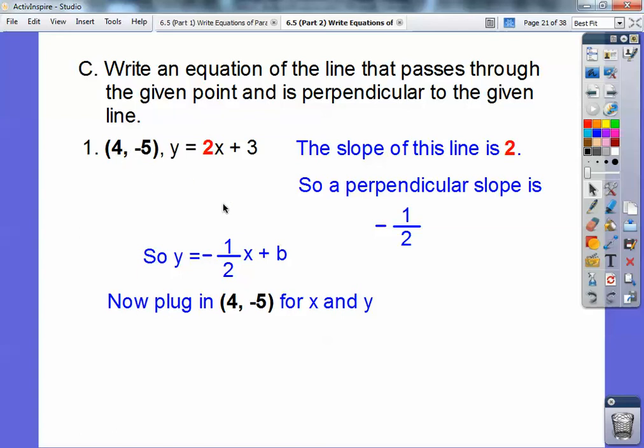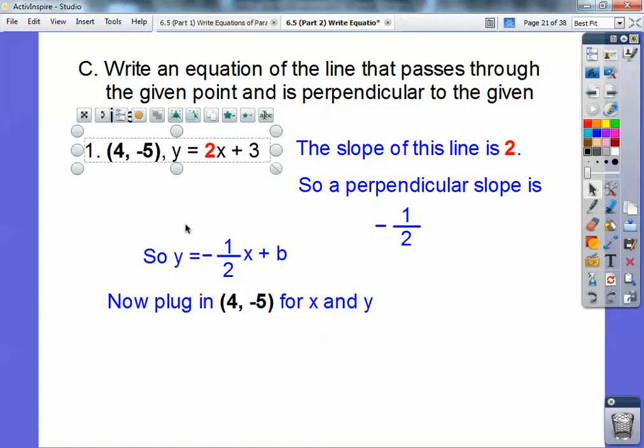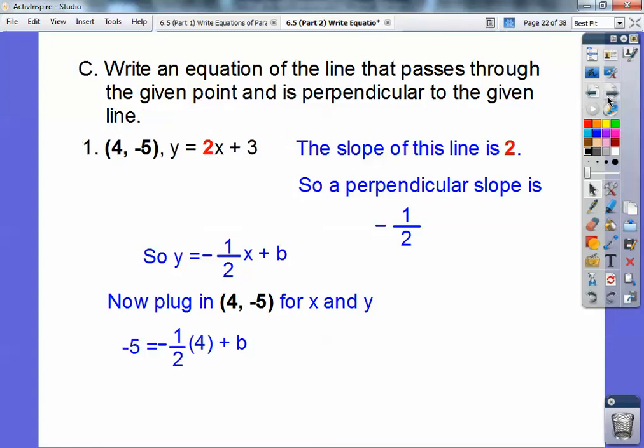Then I'm going to substitute this point in. 4 goes in for x right here, and negative 5 goes in for y right here. When I plug those in, the 2 and 4 cancel with each other. 2 goes into 4 twice, and we're left with negative 1. Don't forget the negative. Negative 1 times 2 is negative 2. So I have negative 5 equals negative 2 plus b. I'm going to add 2 to both sides. Careful: negative 5 plus 2 is not 7, it's not 3, negative 5 plus 2 is negative 3.